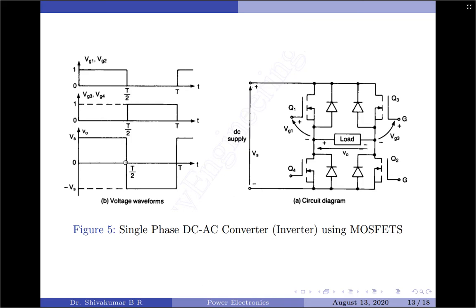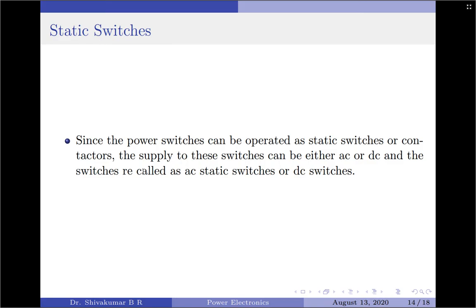You can vary the width of these gate pulses to obtain different turn on and turn off times and different average and RMS voltages across the load. So this is an example of an inverter. Finally, coming to the last type of power converter circuit, they are called static switches. Since the power switches can be operated as static switches or contactors, the supply to these switches can either be AC or DC, and the switches themselves are called AC static switches or DC static switches respectively.